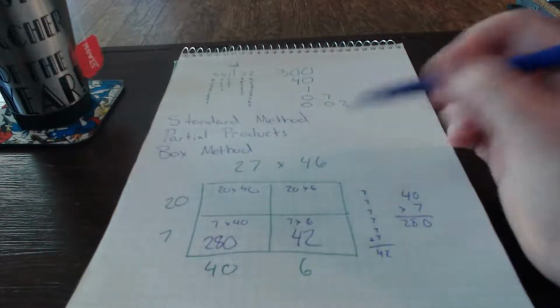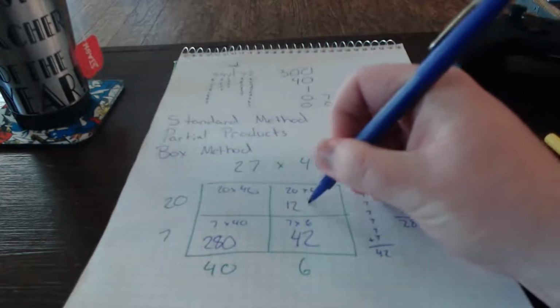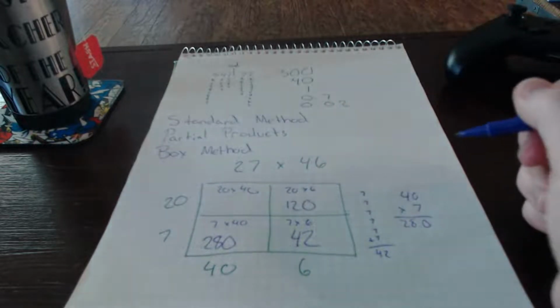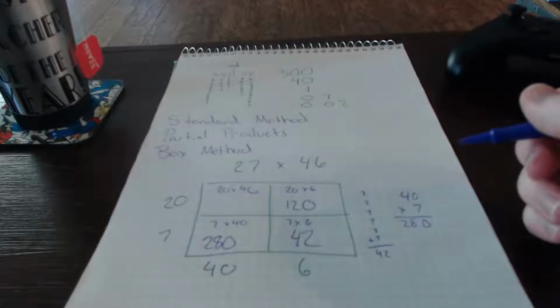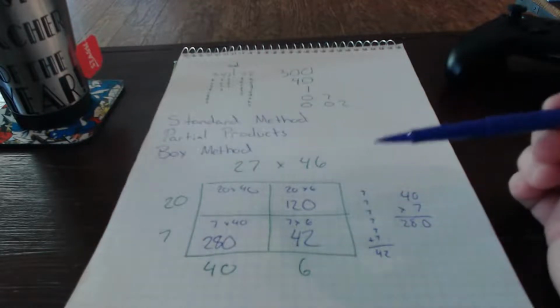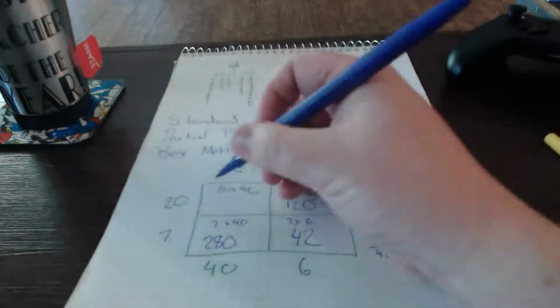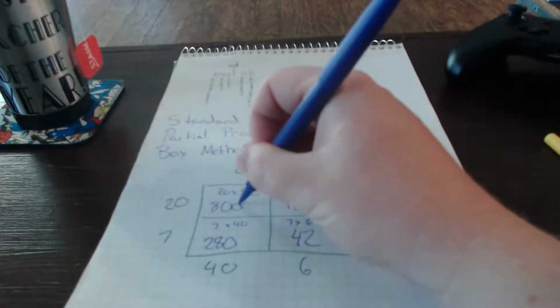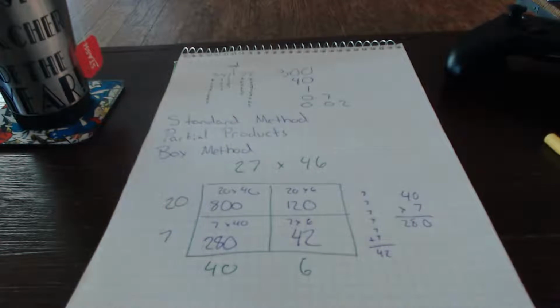So I'm going to do the same thing in the top right. 20 times 6, I know 2 times 6 is 12. Add that 0 on, I get 120. My next step is going to be 20 times 40. Again, 2 times 4 is 8, and then add those zeros on that I would have covered up, and boom, you have 800.